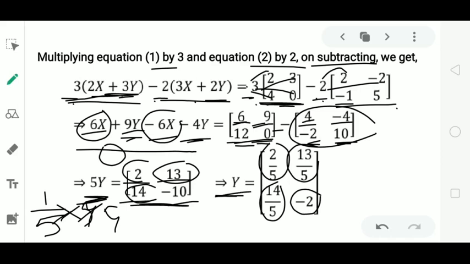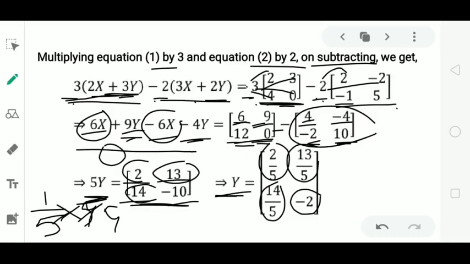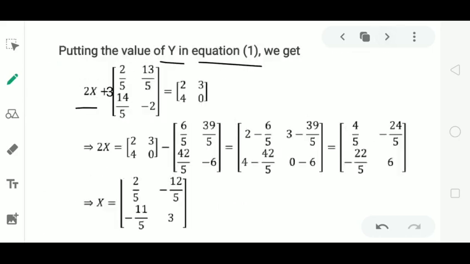This is matrix Y. Next, to find matrix X, I substitute matrix Y in equation 1, that is, substitute the value of Y in equation 1. What is equation 1? Here we have 2x plus 3y equal to the matrix containing elements 2, 3, 4, 0. In place of y, we substitute the matrix. That is 2x plus 3 into y, where y is this matrix, is equal to another matrix 2, 3, 4, 0.